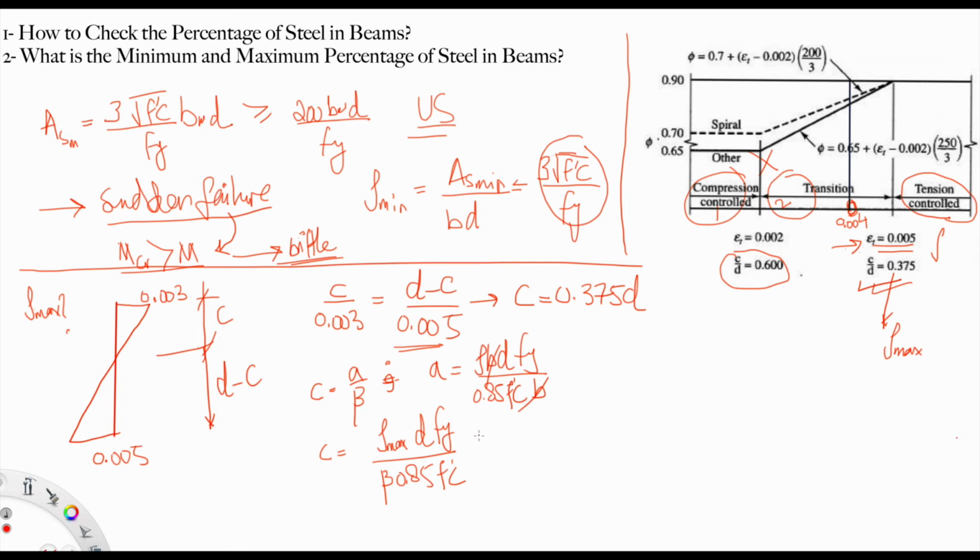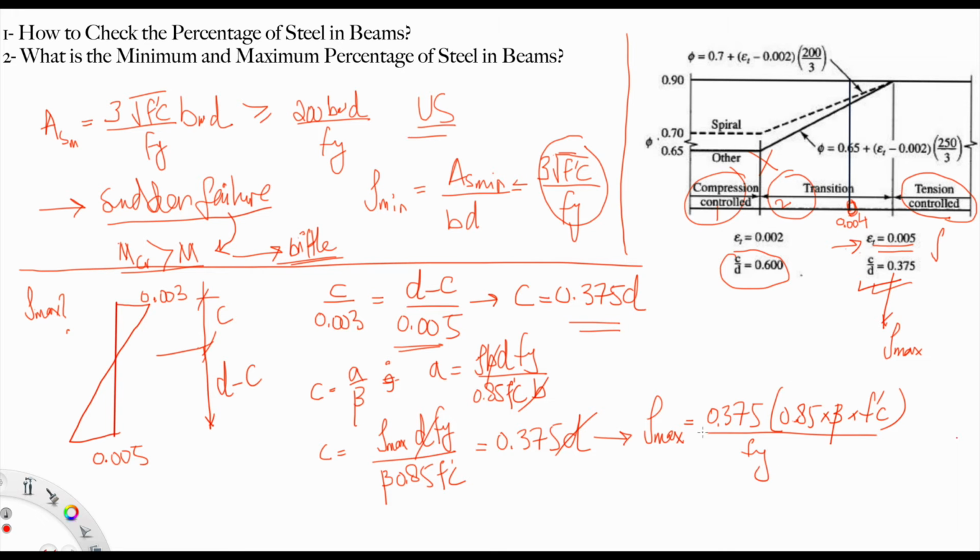So C substituted, which is equal to 0.375D, right, from here. Cancel D with D, so eventually you will get the equation of rho max. Rho max is 0.375 multiplied by 0.85 multiplied by beta, which is actually 0.85, multiplied by Fc prime divided by Fy. So it's a material property. Whenever I face a problem, I want to check my steel, I will just check what is rho max. First, where am I in rho max? What's the limit? Okay, so let's go back.